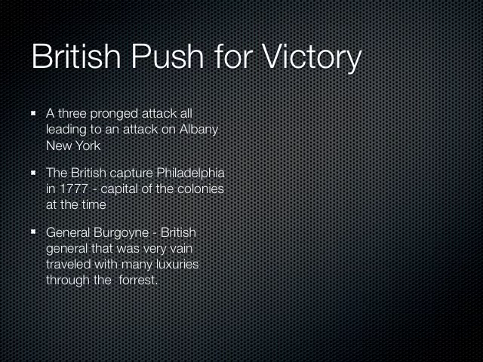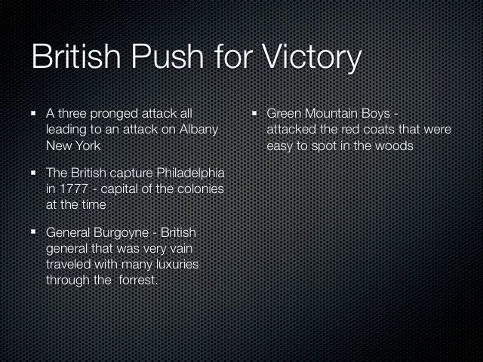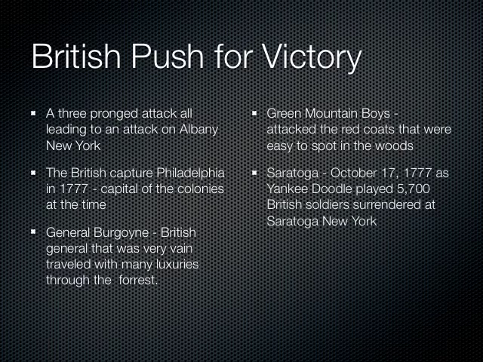General Burgoyne, a British general that was very vain, traveled with many luxuries through the forests. He would have caravans of wagons and carts that had clothing and jewels and fancy perfumes because he was a fan of those things. So the Green Mountain Boys, remember Nathan Hale, attacked the redcoats that were easy to spot in the woods. And at Saratoga, October 17th, 1777, as Yankee Doodle played, 5,700 British soldiers surrendered at Saratoga, New York.